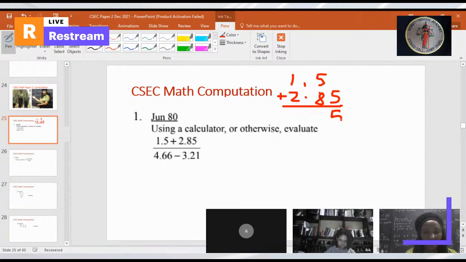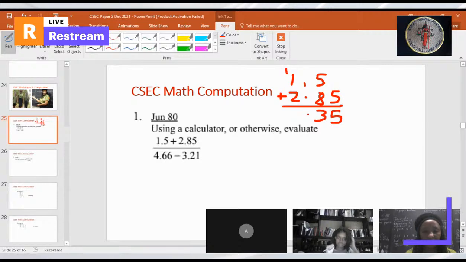Are you using a calculator? No, miss, I just added it in my book. So walk me through the steps then. Okay. So 5 plus 5 plus 8 will give you 13. So you put down the 3 and carry the 1.